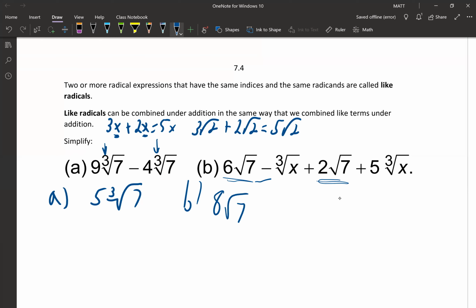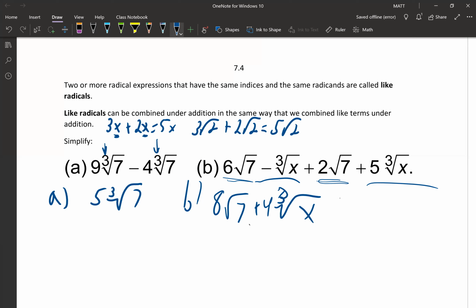And then we have a negative cube root of 3 and a positive 5 cube root of x, right? So if I take those, we get what? A positive 4 cube root of x. Oops, cube root of x. We're just combining our like terms. And remember, we can use the commutative property to move those around and combine them together, right?